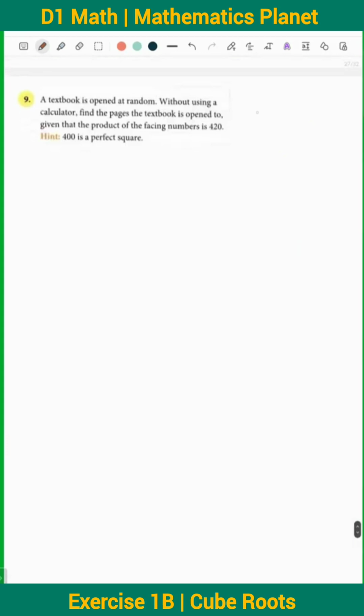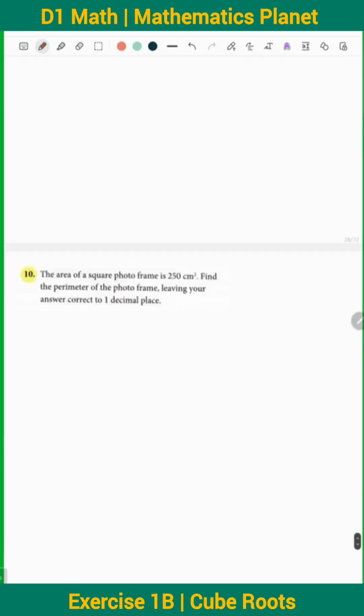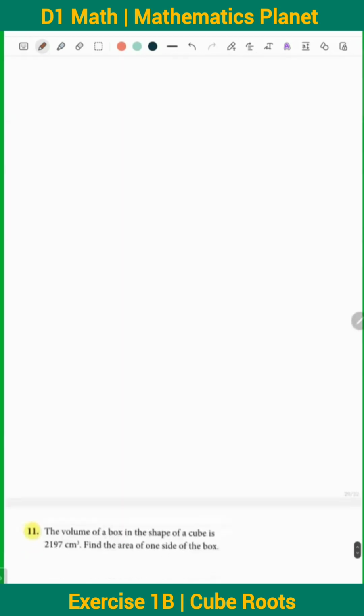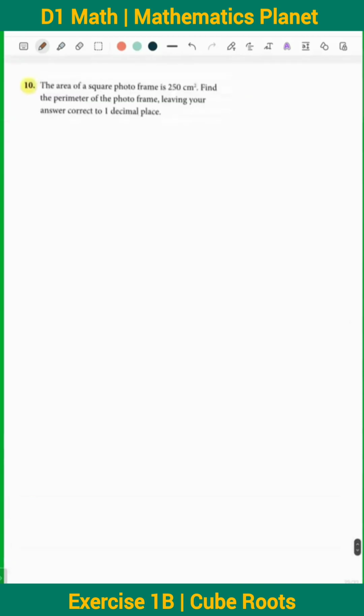For the time being, we can leave this question. Come to the next. The area of a square photo frame is 250. So how to find the area of a square? Length times breadth. So area is equal to length multiplied by breadth.